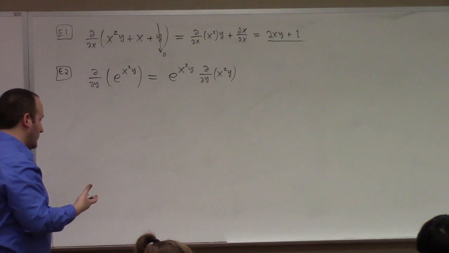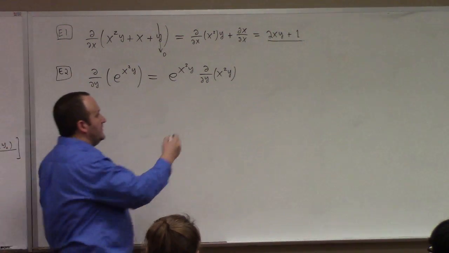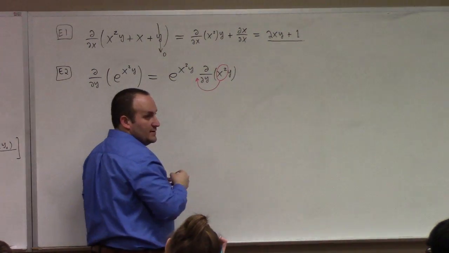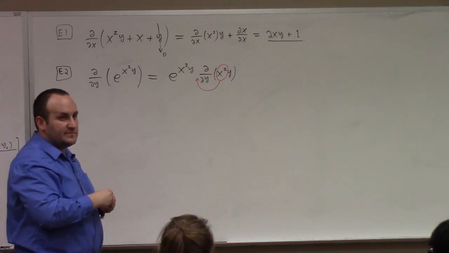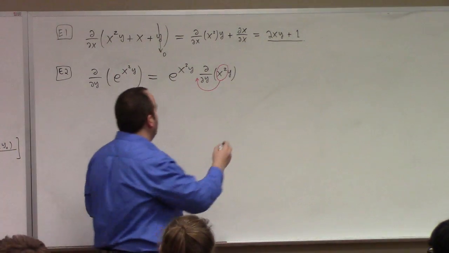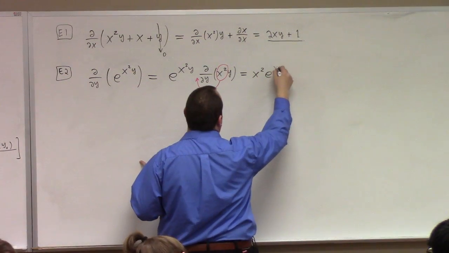But the y derivative is done holding x fixed. X is like a constant for the partial derivative with respect to y. So basically we just take this and move it over here, right? And what's partial y? It's 1, right? So this just gives me x squared e to the x squared y.